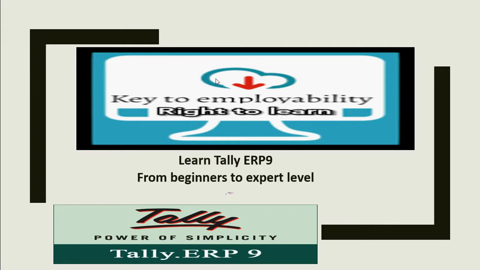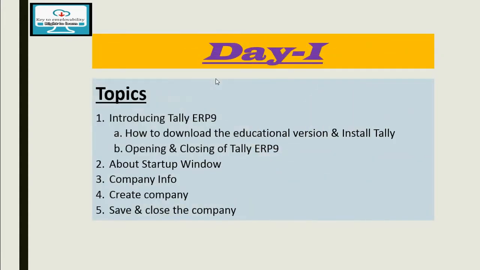Today we are going to learn Tally ERP9 with the D1 session. Okay, let's start. Today we are going to learn the D1 topic. These are the topics: introducing Tally ERP9, how to download the Tally educational version and install Tally, and how to open and close the Tally ERP9. And then we learn about the startup window, company info, and how to create a company and save and close the company. So let's start with the first thing, how to download and install the Tally.